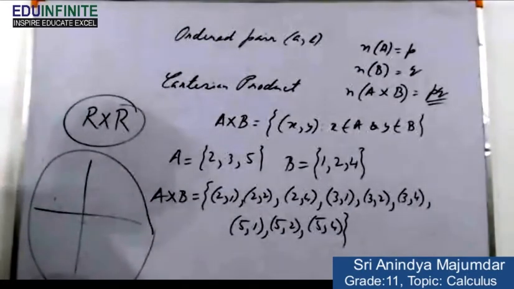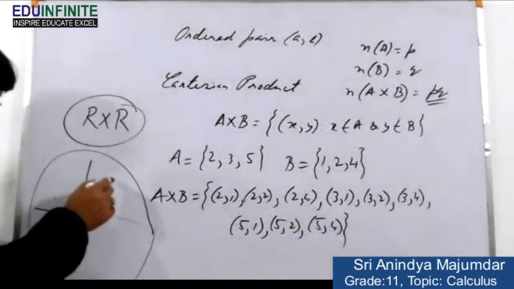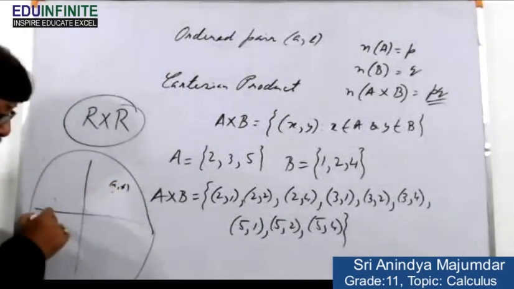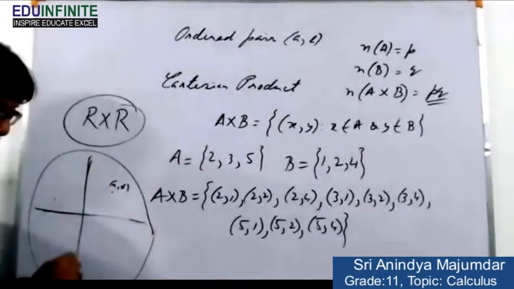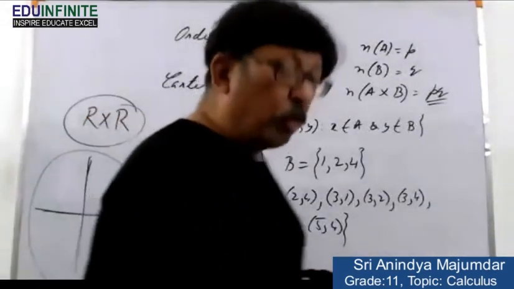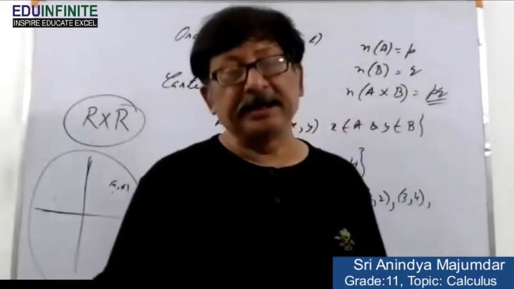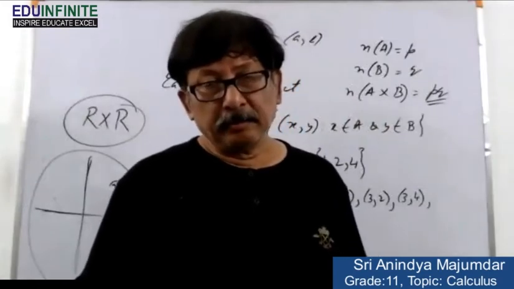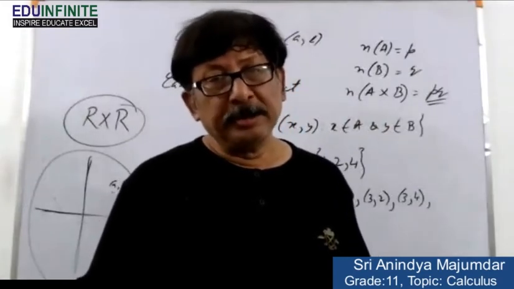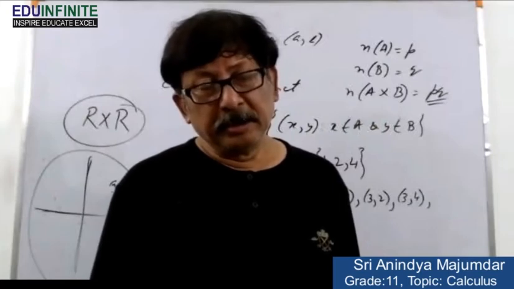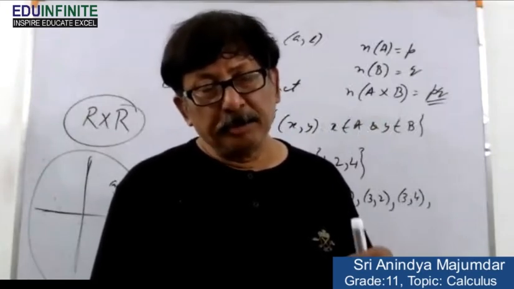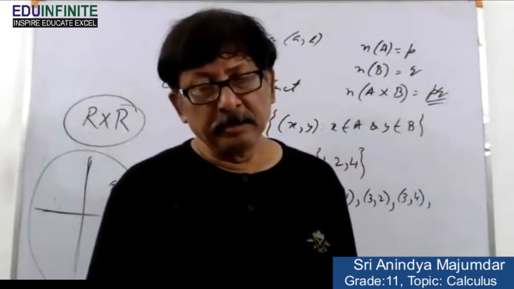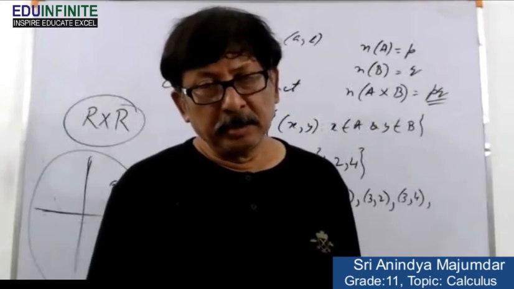Talk about any point in the plane, A comma B. A is coming from this real number, B is coming from this real number. So that whole Cartesian plane is generated by the Cartesian product of real numbers with real numbers. And that is the greatest contribution of the Cartesian product. Is it clear?